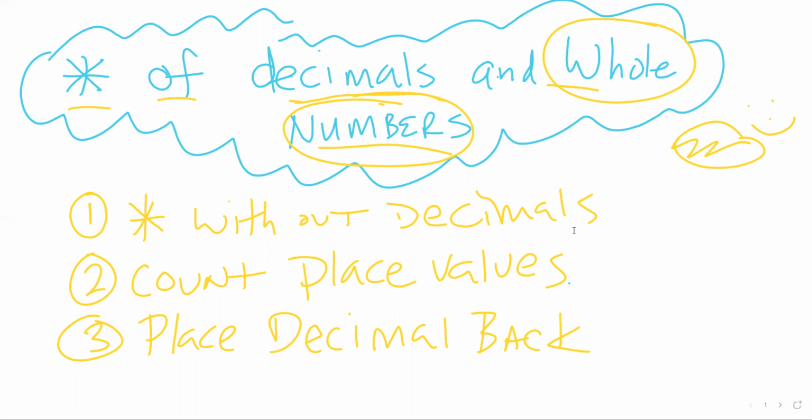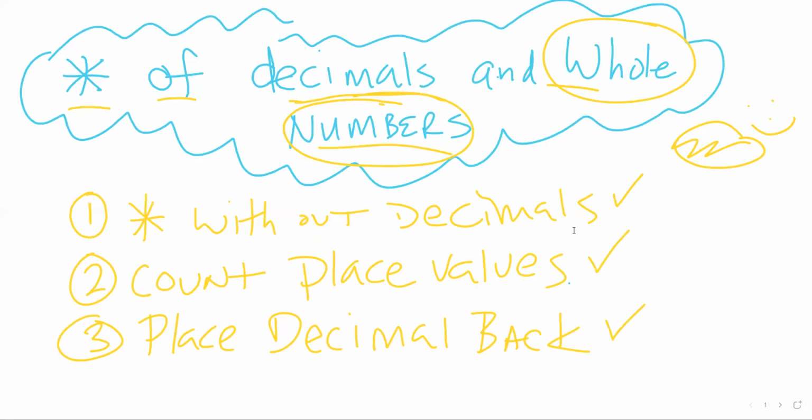As always, we're going to have 3 steps to help us through that. We're going to multiply without decimals, very similar to something we did yesterday. We're going to count place values, which is something we're doing constantly. And then we're going to put the decimal back. So again, we will talk about these steps. Let's go ahead and dive into it.